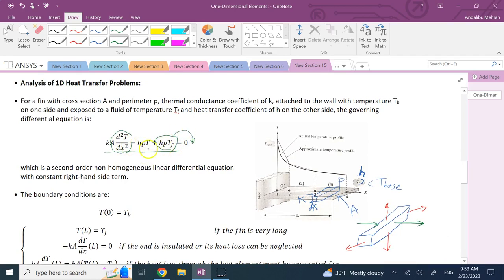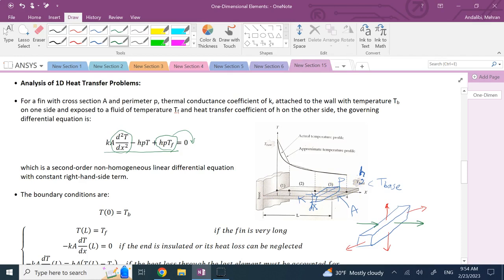So, second order with constant coefficients, linear, and non-homogeneous with a constant term, okay? Of course, there is an exact solution for it as well, which you learned in heat transfer. And again, as long as there is an exact solution, I would not do finite element, but sometimes the geometry of these fins and the problem is so complex that we cannot find analytic solutions.